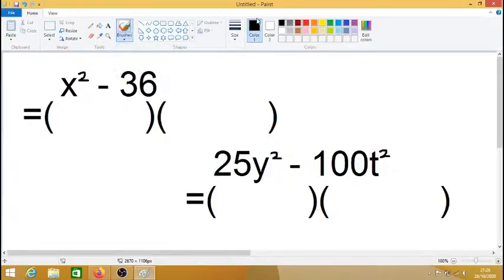Hopefully the first one wasn't too much trouble for you. Got x squared take away 36. 36 is a square number. Comes from 6 times 6, so the side of that square would be 6. I can do x take away 6, and x plus 6.